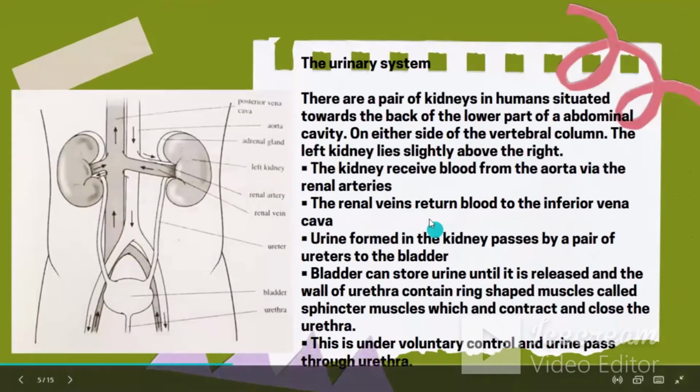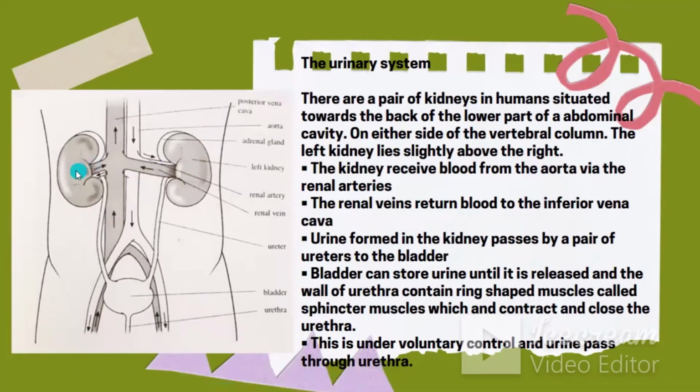Now we'll move on to the urinary system. We have two kidneys, and these two kidneys get proper blood supply from the renal arteries and also renal veins. They return deoxygenated blood to the inferior vena cava. Two kidneys are connected to two tubes called ureters. These ureters connect with the urinary bladder.